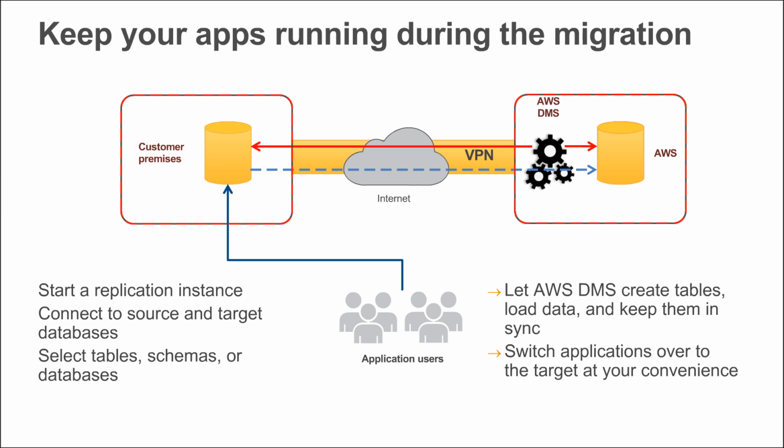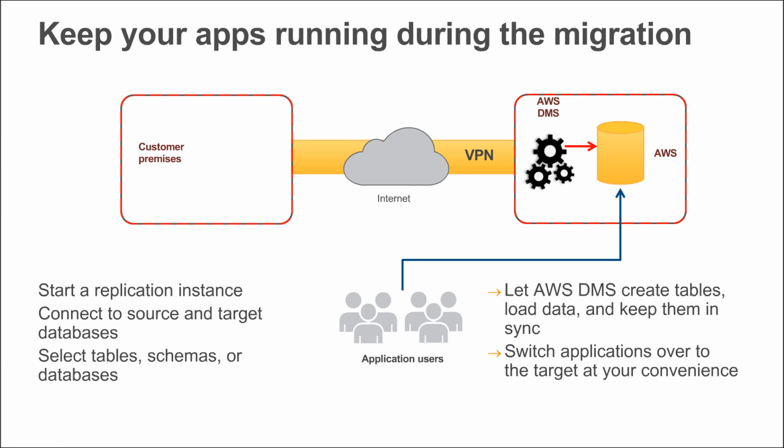Then you let DMS create the tables, load the data, and keep them in sync. You can also pre-create your schema using the AWS schema conversion tool or an application of your choice. It really doesn't matter what. And then when you're happy that everything's in sync, or in the case of our scenario, you populated all the information from your shard to your Aurora target, you take a small outage and you repoint your application from the original source to the new Aurora target. And away you go.